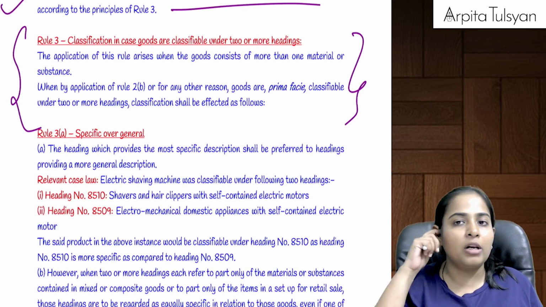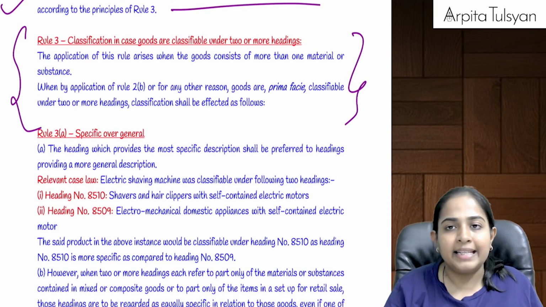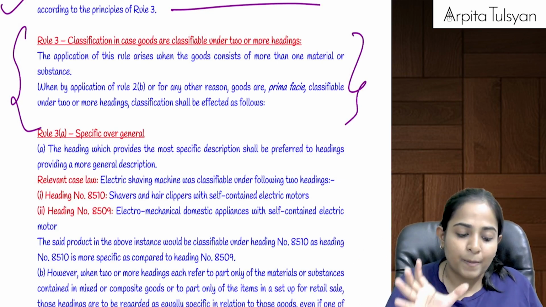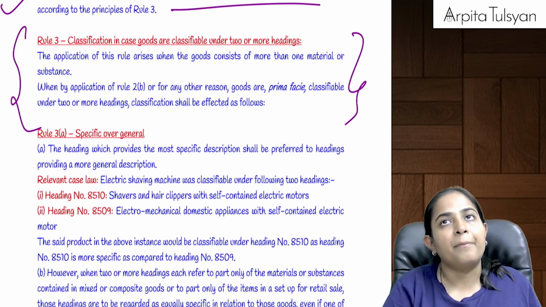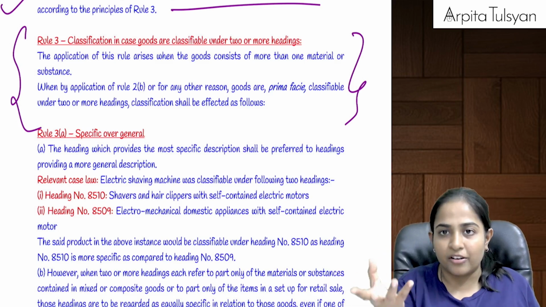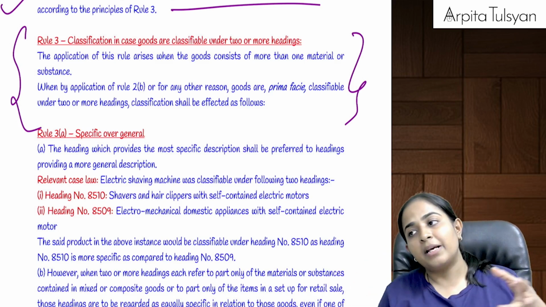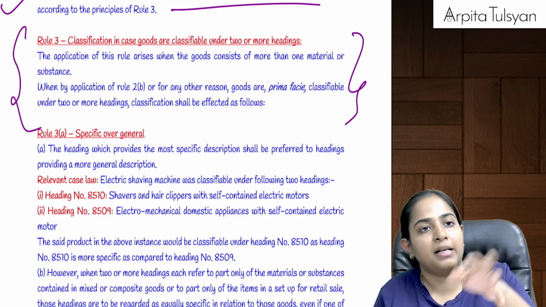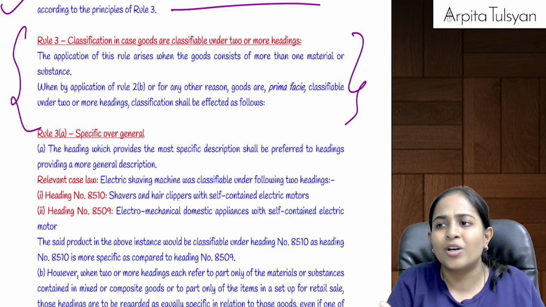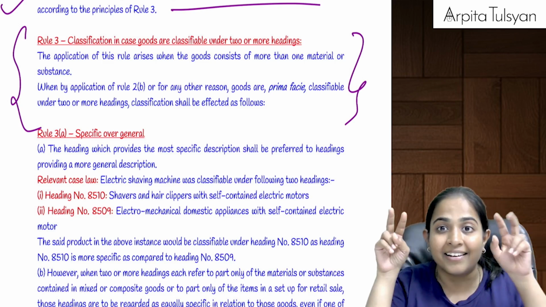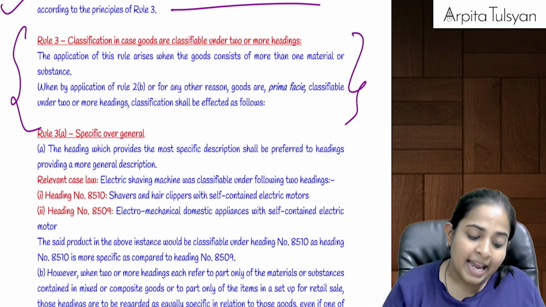Now in rule number 3 there are 3 parts. First part says that the specific will override the general one. Example, there is a hair dryer with a motor fitted in it. Now this can be classified under hair dryer and also under motor. So they are telling which one is more specific. Here the motor is not that important compared to the hair dryer, so classify it as hair dryer.